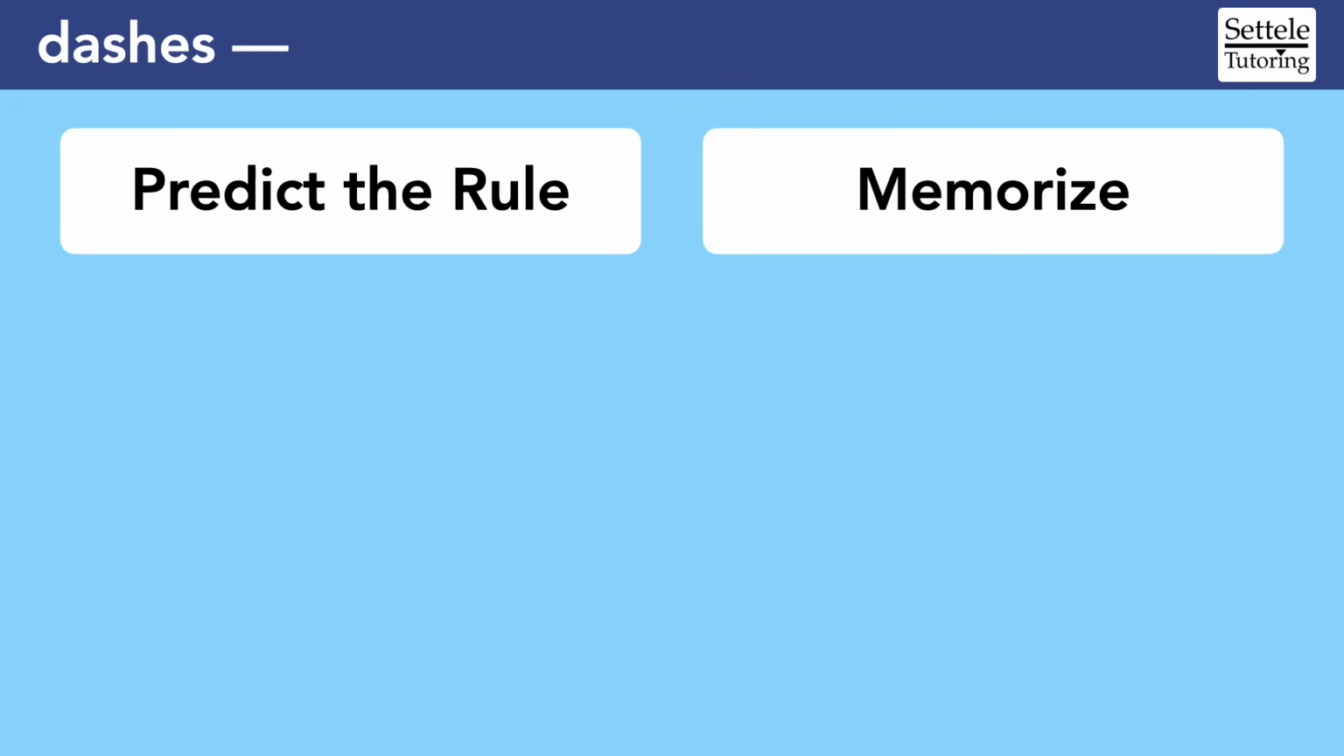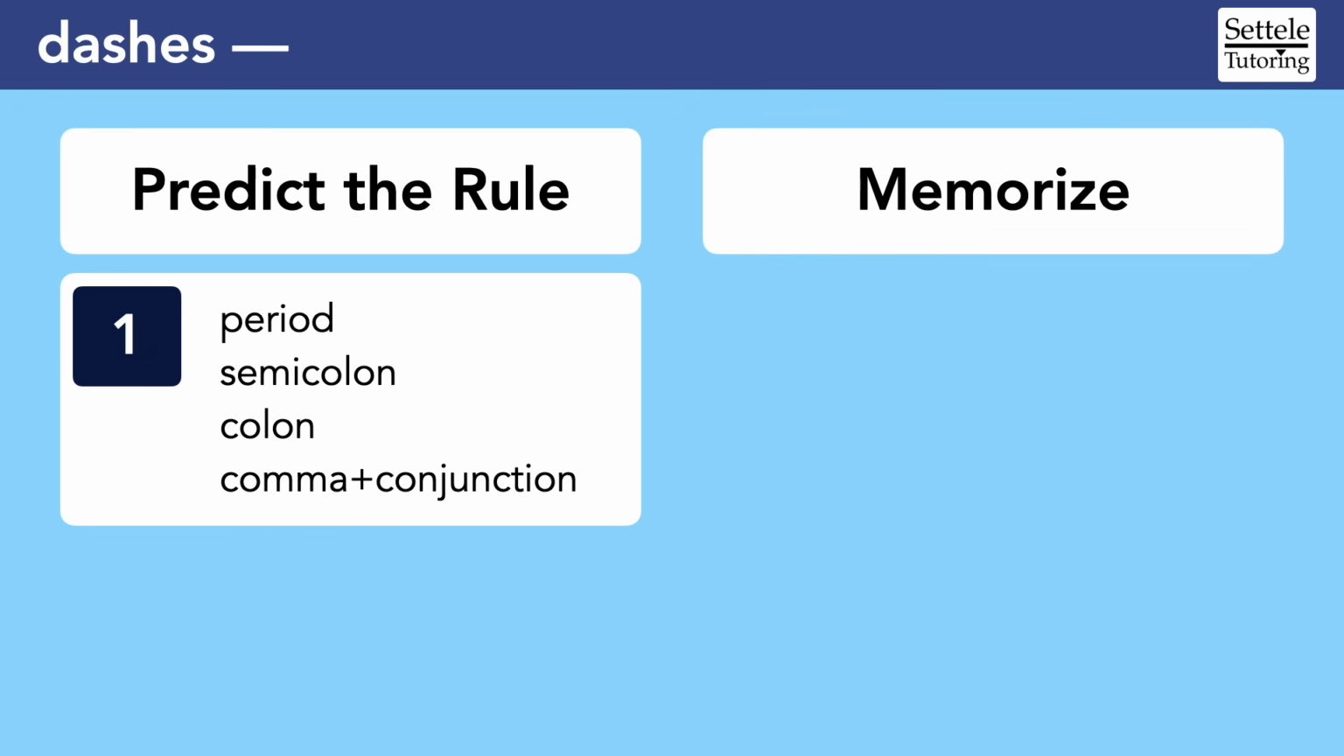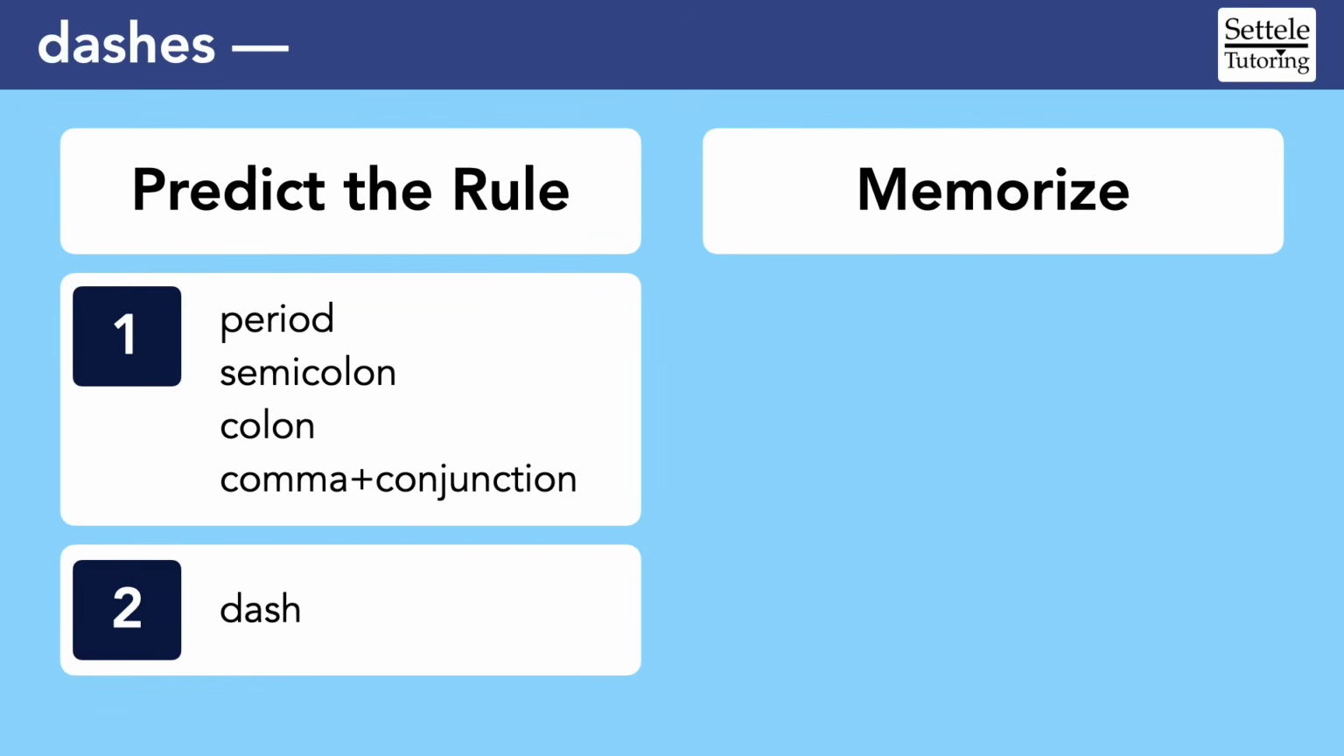First, remember the overall strategy for SAT grammar questions is to predict the rule by looking at the answer choices before reading the passage. Our first priority is always to check the strong punctuation marks that can be used to join or separate two complete sentences: the period, semicolon, colon, and comma plus conjunction. The dash lives in step 2 of our process.